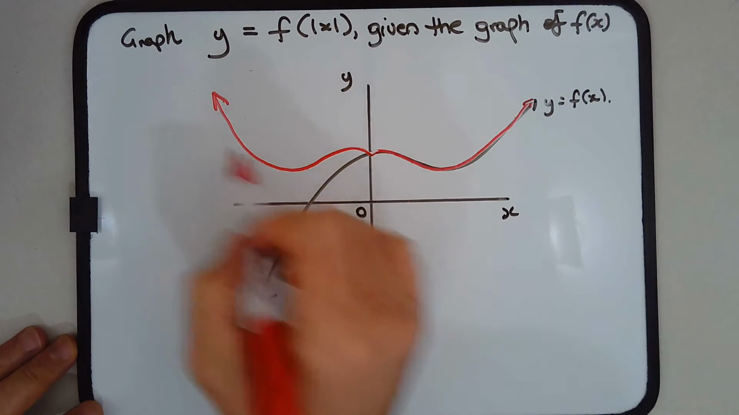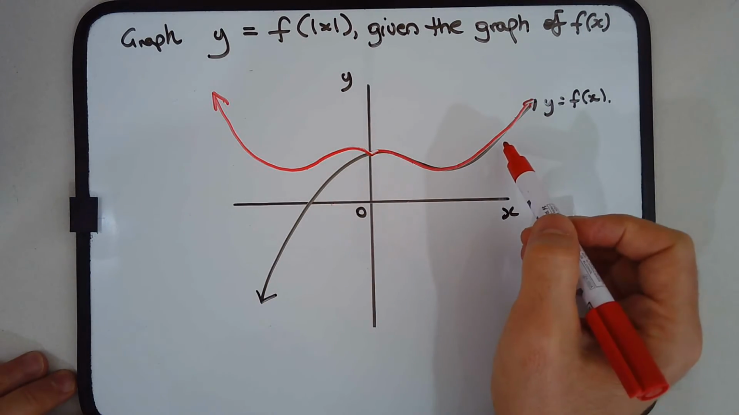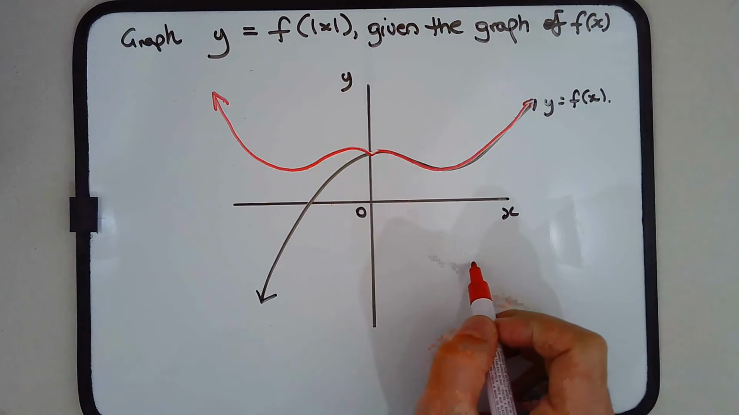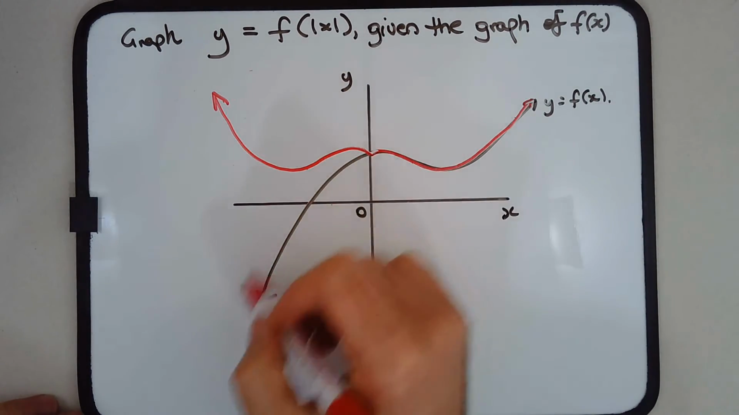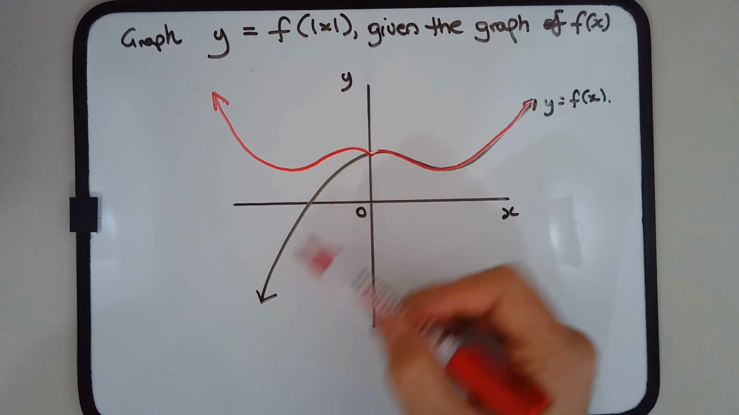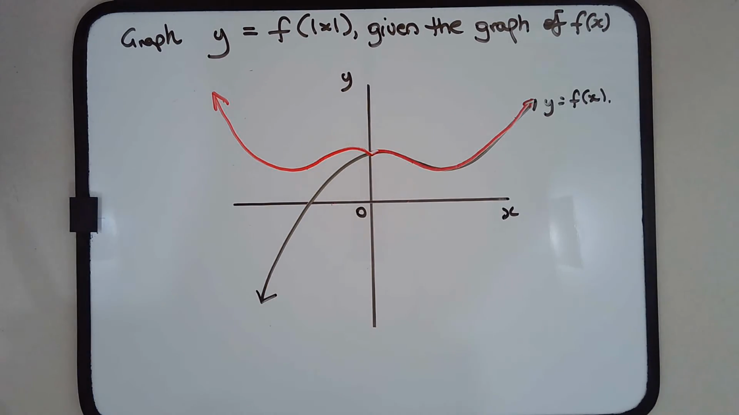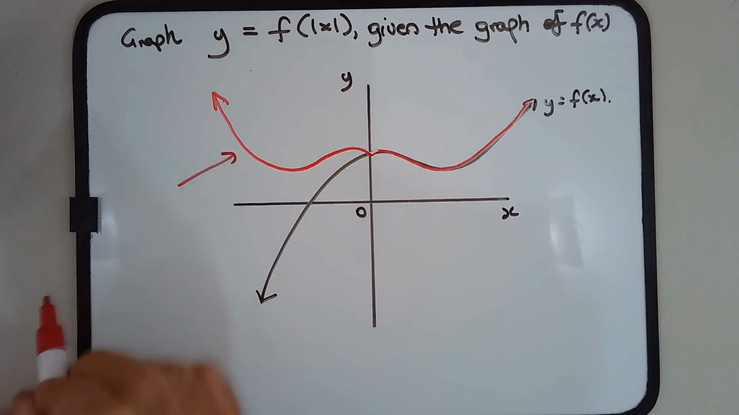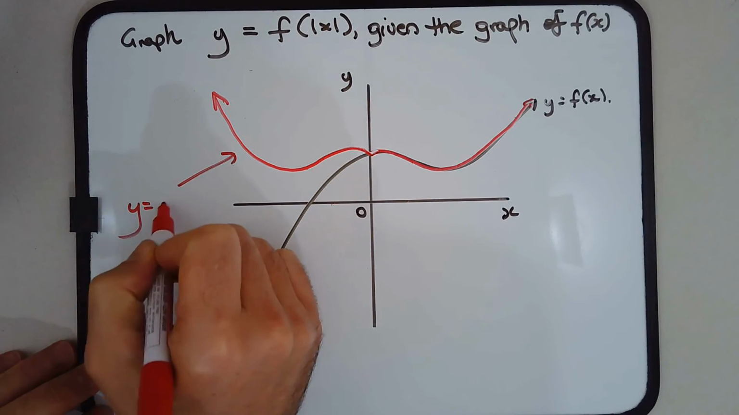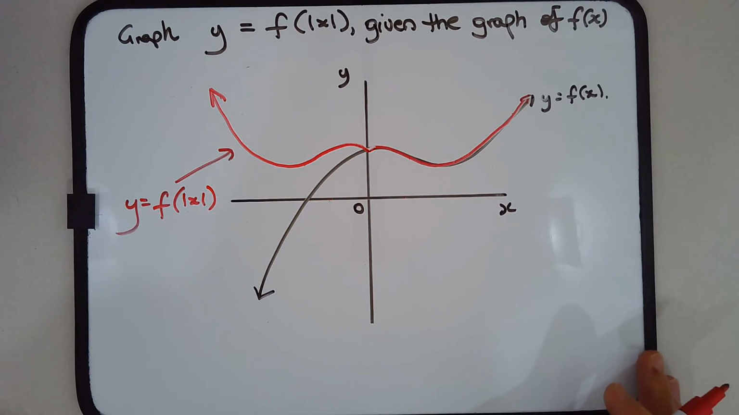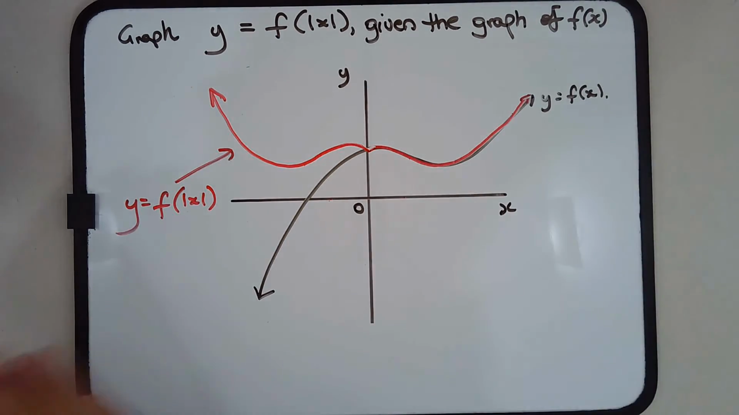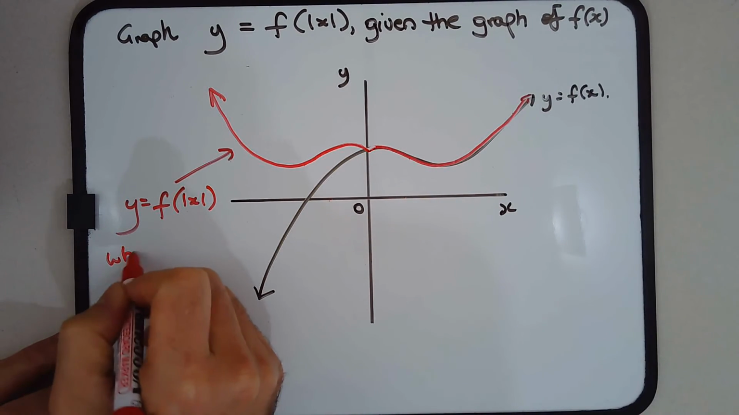So this part of the graph here in quadrant 2 is a reflection of quadrant 1, and if there's anything here in quadrant 4, that'll be reflected back into quadrant 3. But the original graph in quadrants 2 and 3 is ignored completely. So this graph is the graph of y equals f of absolute value of x. What you'll notice as well is that it will produce an even function, so it'll have symmetry in the y-axis, which is even.